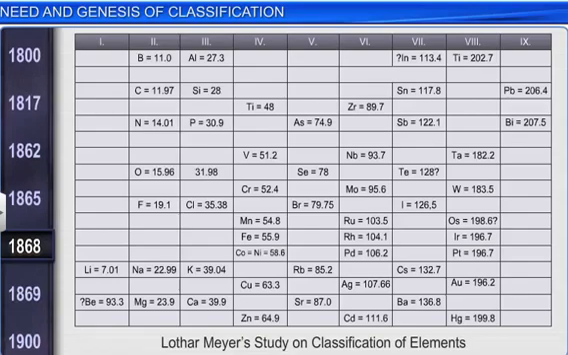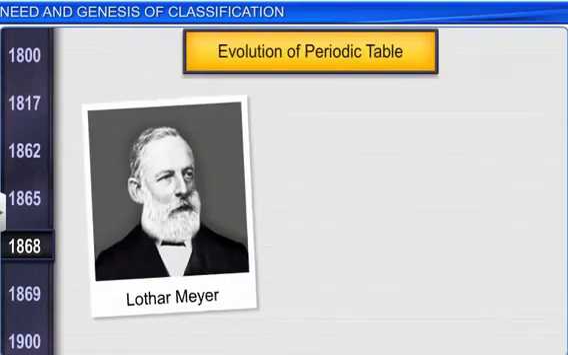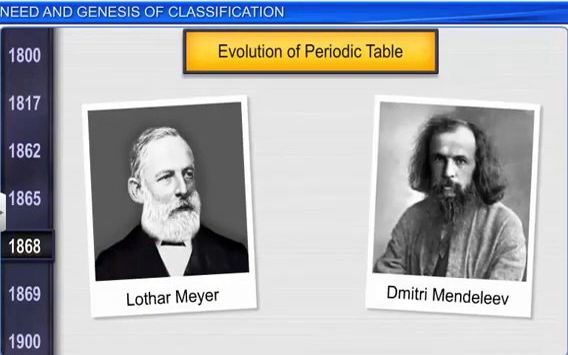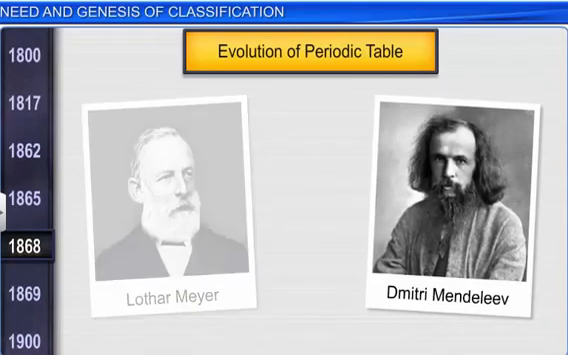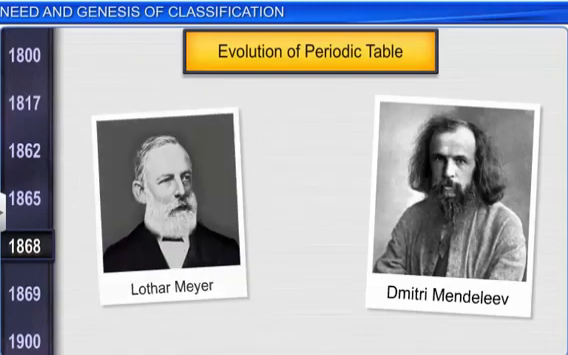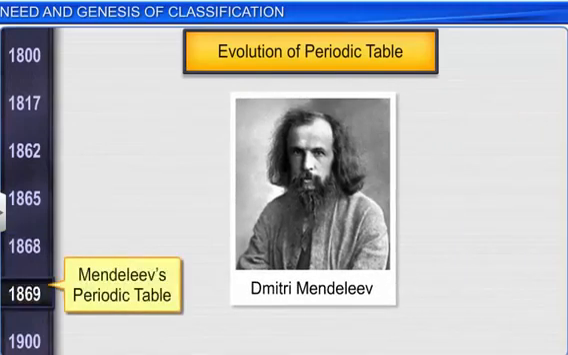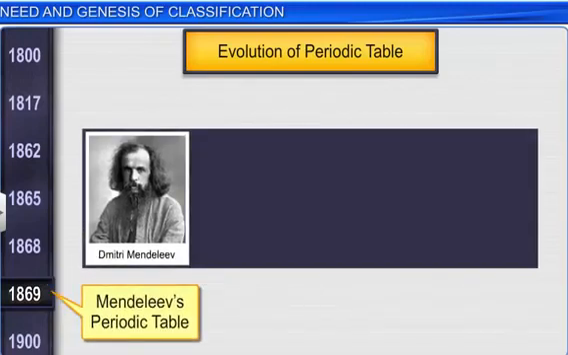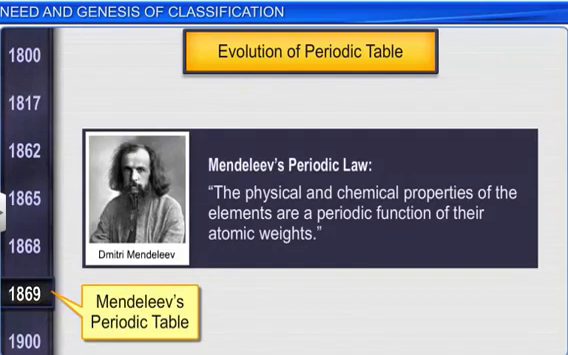Unfortunately, his work was published after the work of Dmitri Mendeleev. Hence, Mendeleev is considered the father of the modern periodic table. In 1869, Russian chemist Dmitri Mendeleev published a periodic table and corresponding periodic law of 63 elements known at that time. Mendeleev's periodic law states that the physical and chemical properties of the elements are a periodic function of their atomic weights.